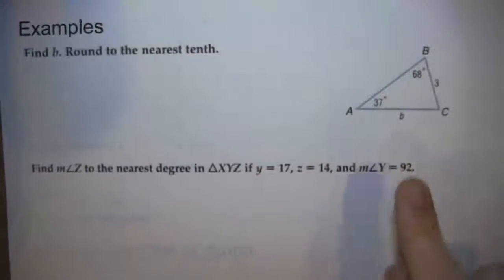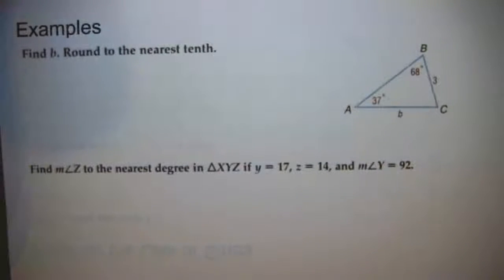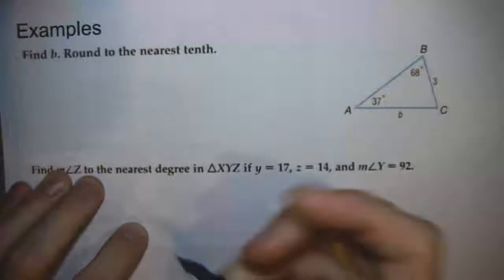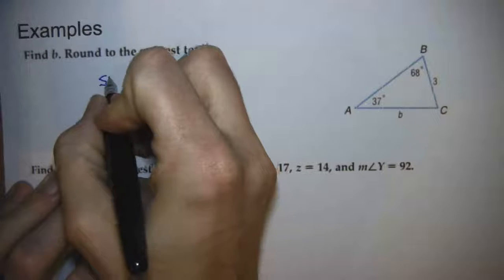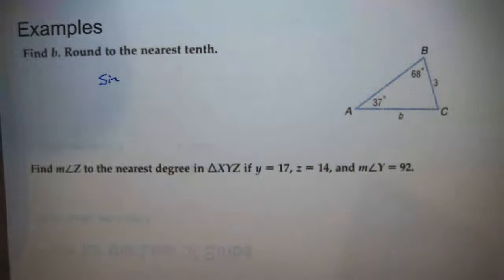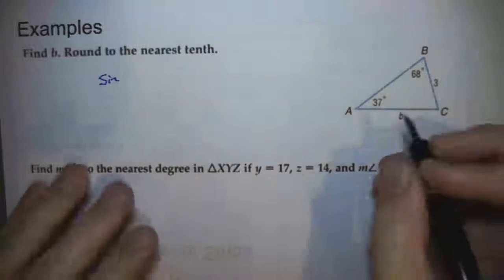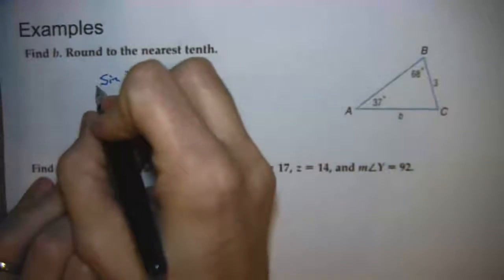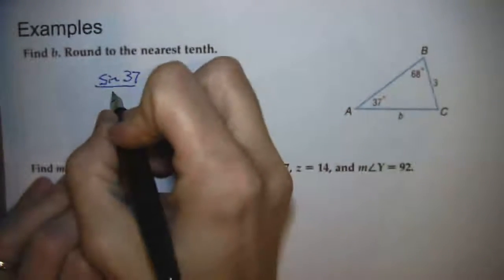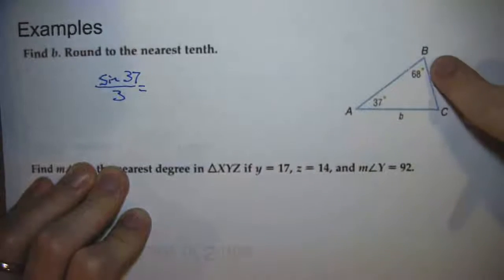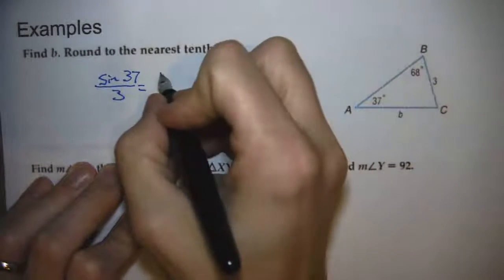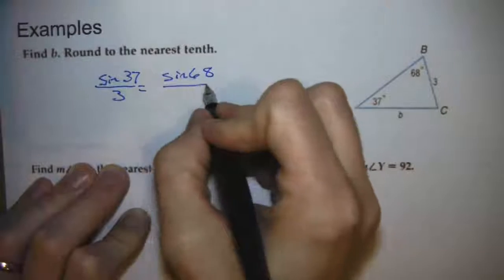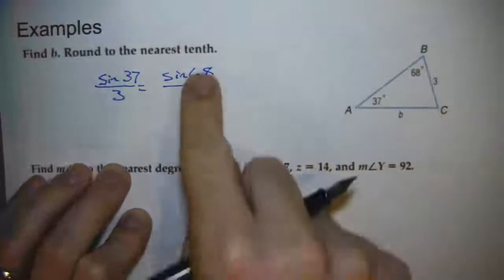So here's our first example. We're going to find side B, and we're asked to round it to the nearest tenth. When we use the law of sines, it's just a ratio. Let's start with angle A. I'm going to do sine of angle A, and in this case, angle A is 37 degrees, over side A, the side opposite it, so in this case, 3. Angle B is 68, so sine of 68 degrees, is opposite side B.